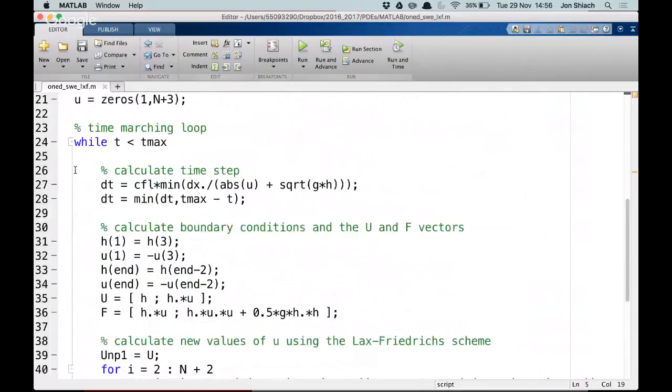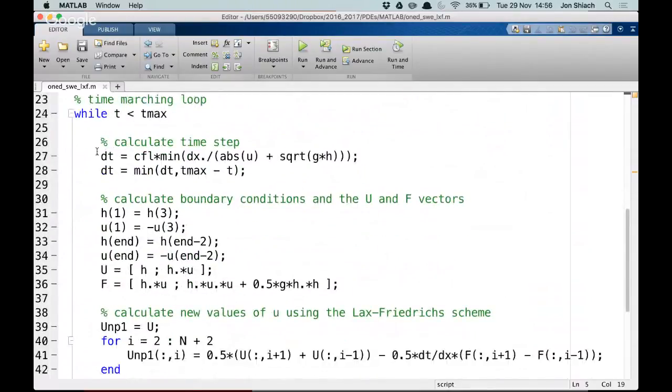Okay, and then we march through the time marching loop. Unlike the advection equation, we're going to have to calculate the maximum allowable time step at each step, because the velocity will change. The maximum velocity, at whatever node it is, will be different. So at the beginning of your time step, you calculate what the maximum value of your time step is. So here we have dx divided by absolute value of u plus square root gh. And what I've done here is dt is equal to minimum of dt, or t max minus t. That just makes sure that t never goes bigger than t max. Just so I stop where I want to stop. So it might go over that.